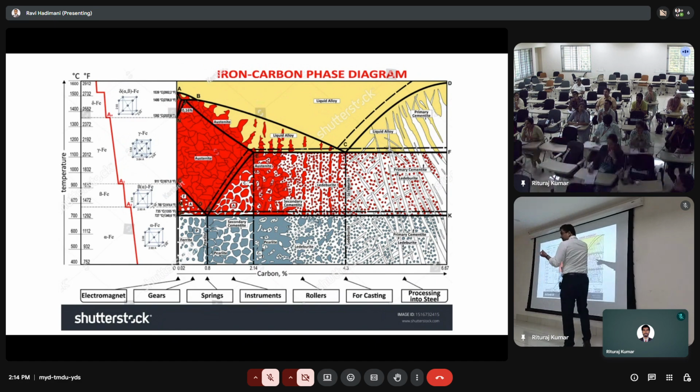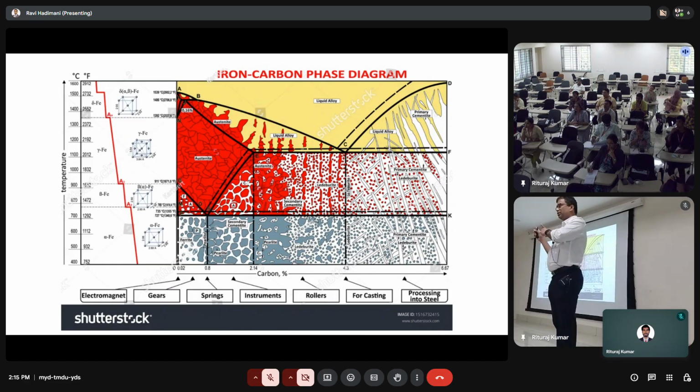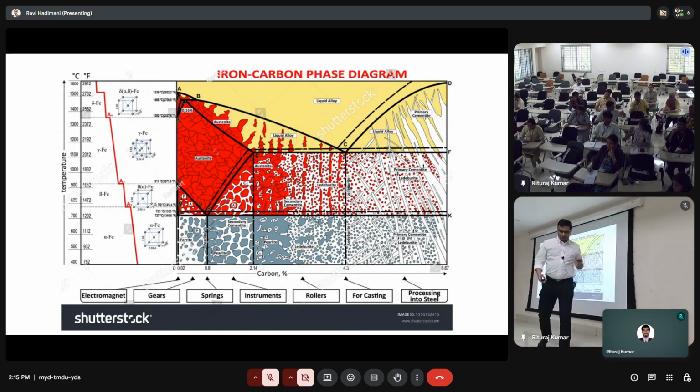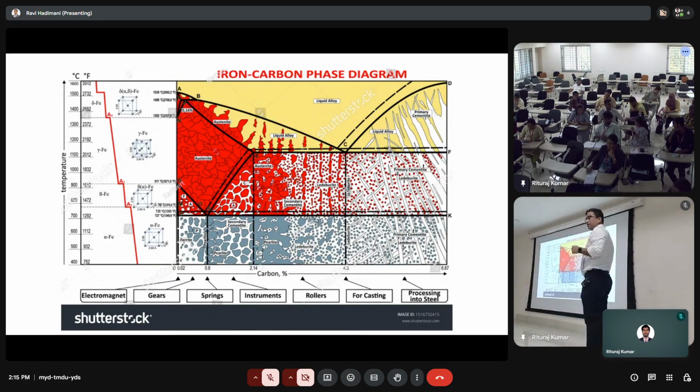So the face-centered cubic structure will be more ductile. The reason for that is because the face-centered cubic structure will have more slip planes. So the dislocations will be able to move easily in the face-centered cubic structure because you have more layers and more options for the dislocations to slip. When dislocations slip, you get plastic deformation. Okay.